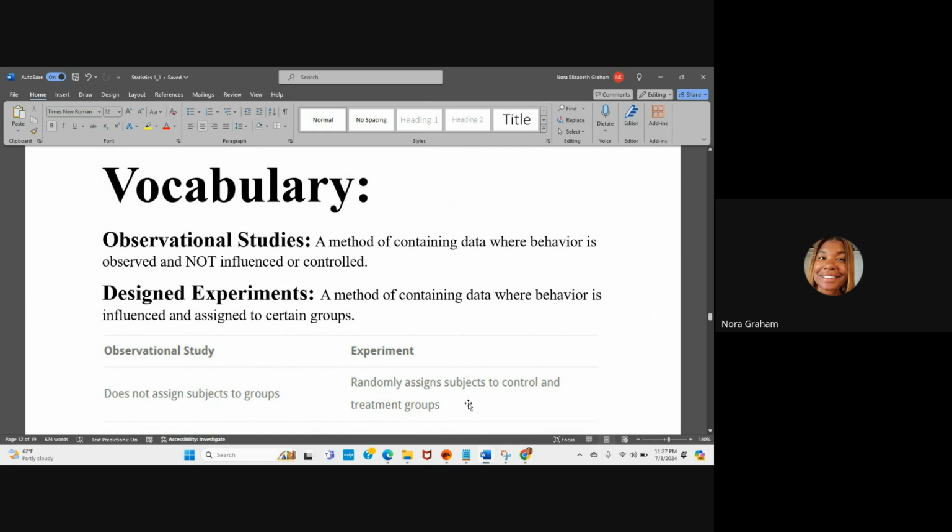For my example, say that for your observational study, you just want to study all people who like cat videos. That would be an observational study because I'm just studying all people. I'm not putting them in certain groups. For an experiment, I would say, okay, I want to have 2 groups, males and females, and I see how they like cat videos. That would be an experiment because I created groups, versus just having all people, right? So that's my example for observational studies and designed experiments.